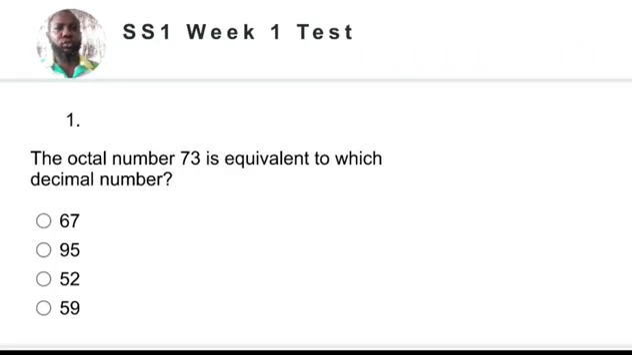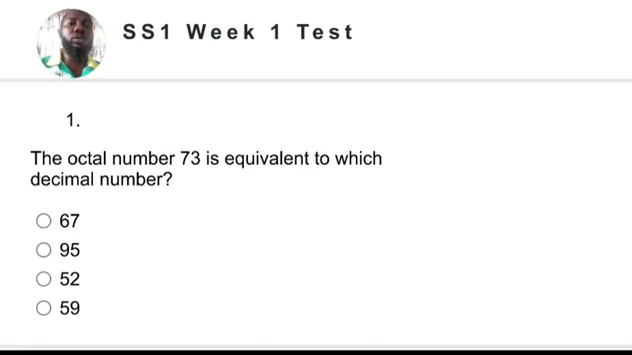So in this video we want to look at the correction to the first week test that we have. The test is on number bases, specifically on conversion between number bases. So that's what we want to look at in this video.